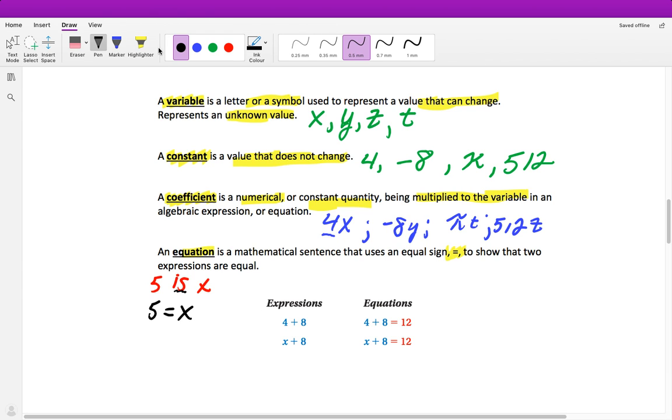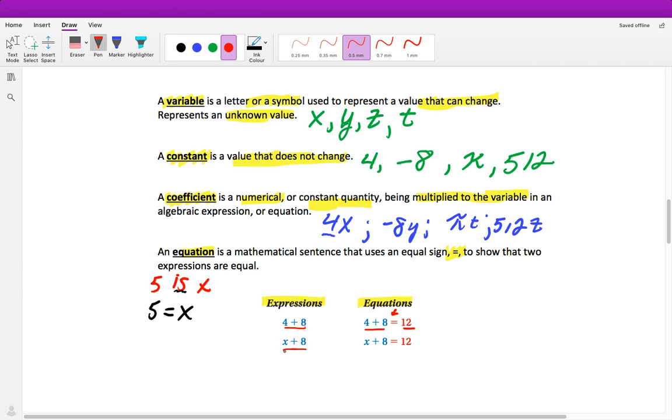All right, and then just real quick, we have these two, an expression and an equation. Well, the difference between them is an equation is taking two separate expressions, or two or more expressions, and setting them equal to each other. So in this case here, this 4 plus 8 is an expression, and so is this 12. And you see now we're setting them equal. In this case, we just have 4 plus 8. When there's no equal sign, it's considered an expression.